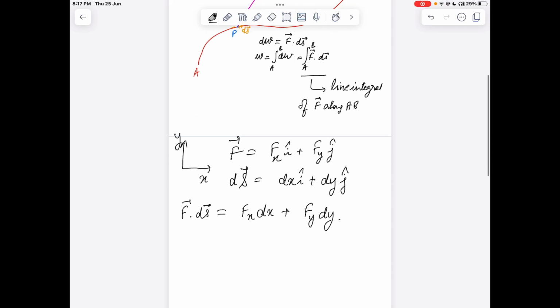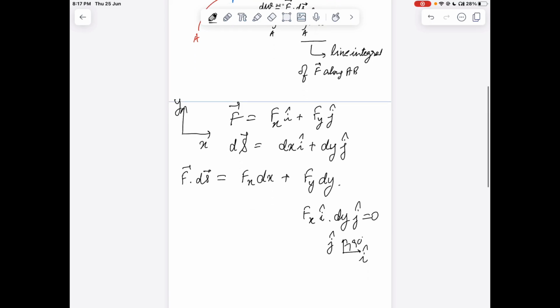Because of course, when Fx i dot dy j, that would be 0, because i and j are perpendicular to each other, 90 degrees. So this would be 0.